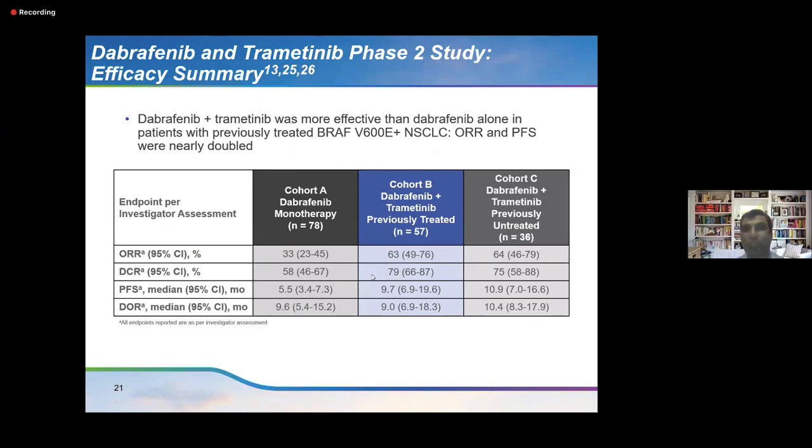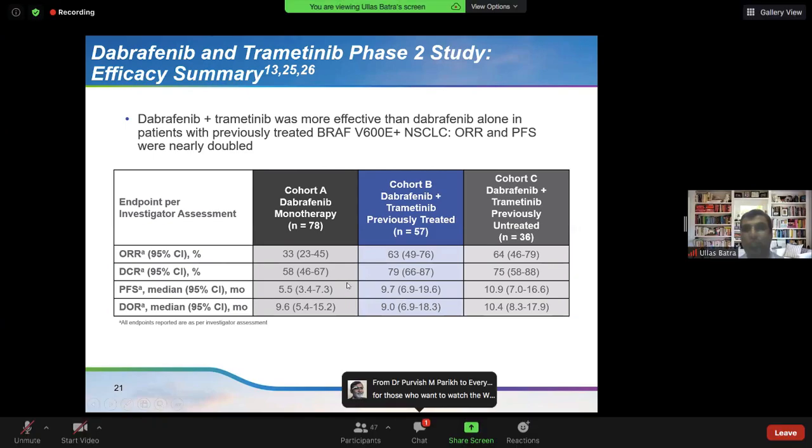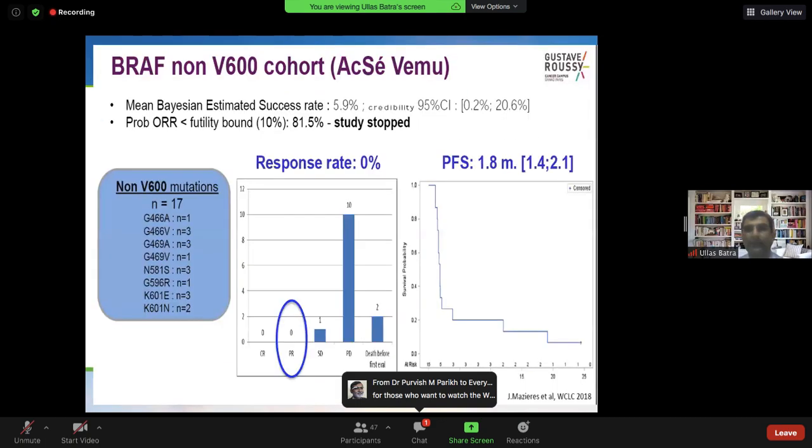So again, if we look over here, whatever said and done, whether it is cohort B or cohort C, it is better than cohort A, which is the monotherapy. The response rates are double. The duration of response also was much better in the combination arm. So definitely, I can say one plus one is eleven, and definitely the combination of dabrafenib and trametinib is better.